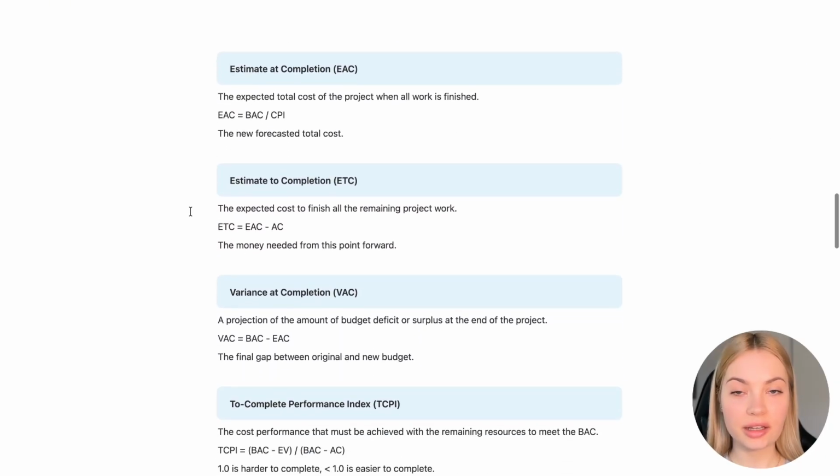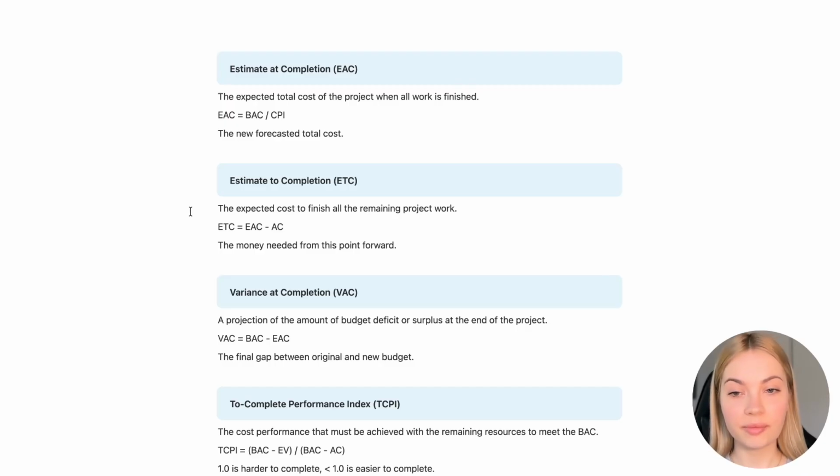Then estimate at completion. It's the expected total cost of the project when all work is finished. Estimate at completion equals budget at completion divided by cost performance index. It's the new forecasted total cost. Estimate to completion. It's the expected cost to finish all the remaining project work. Estimate to completion equals estimate at completion minus actual cost. It's the money needed from this point forward.